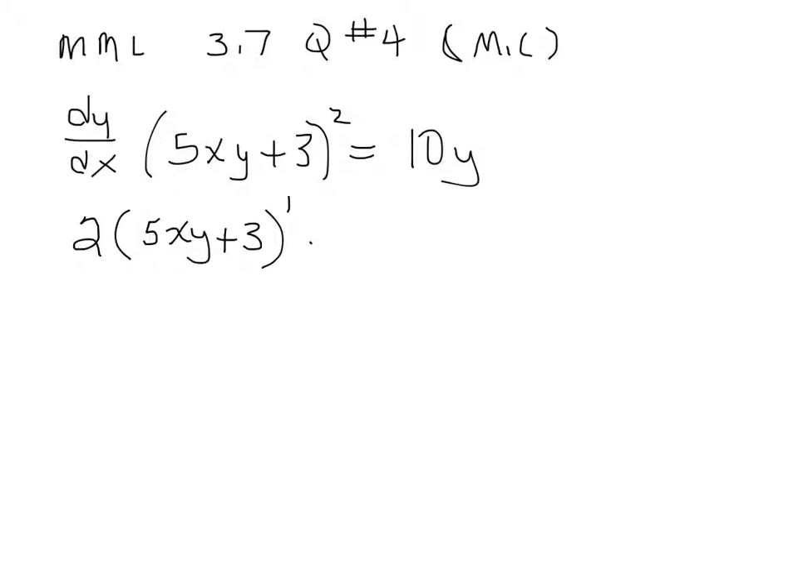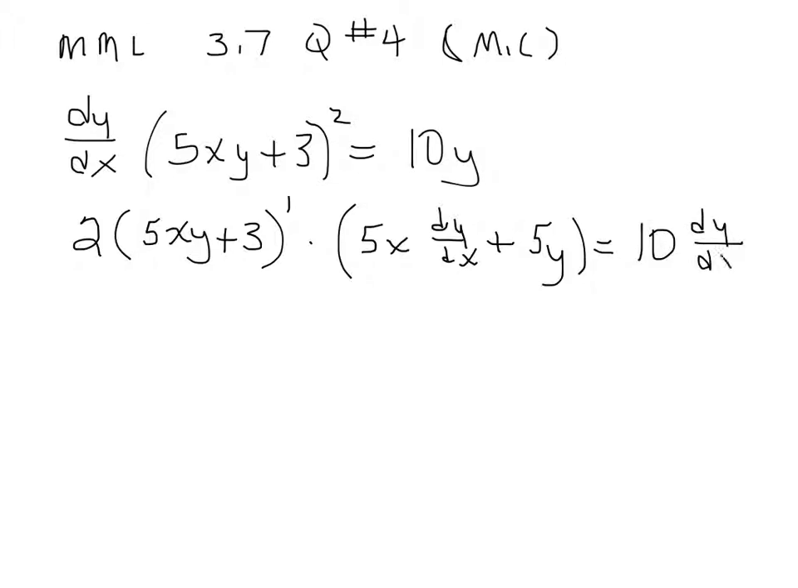Now the derivative of 5x times y is a product. So I'm going to leave the 5x alone times the derivative of y, which is 1 dy/dx, because this is implicit, plus leave the y alone, and the derivative of 5x would be 5, so I would have 5y, and then the derivative of 10y is 10 dy/dx.